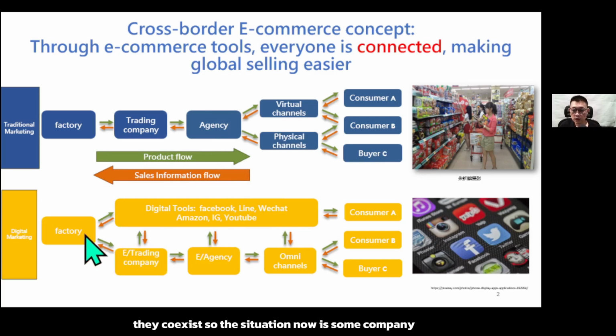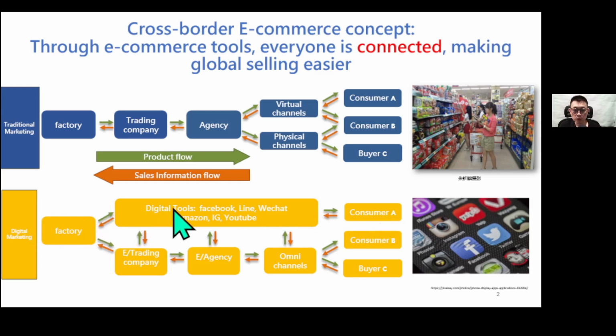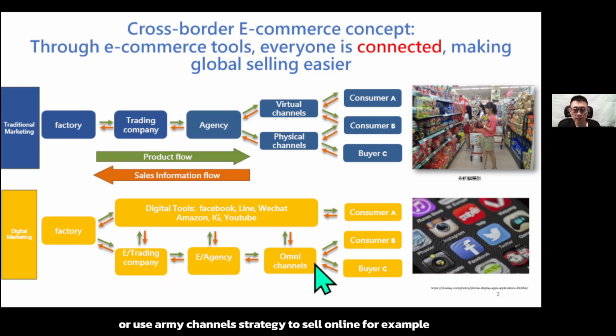So the situation now is some companies use the new tool to bypass all the middlemen to do business. And a lot of middle companies, a lot of supply chain members, also go through digital transformation to become an e-trading company, e-agency, or use an omni-channel strategy to sell online. For example, Costco of course is a physical channel. They sell to customers, but they also sell online.